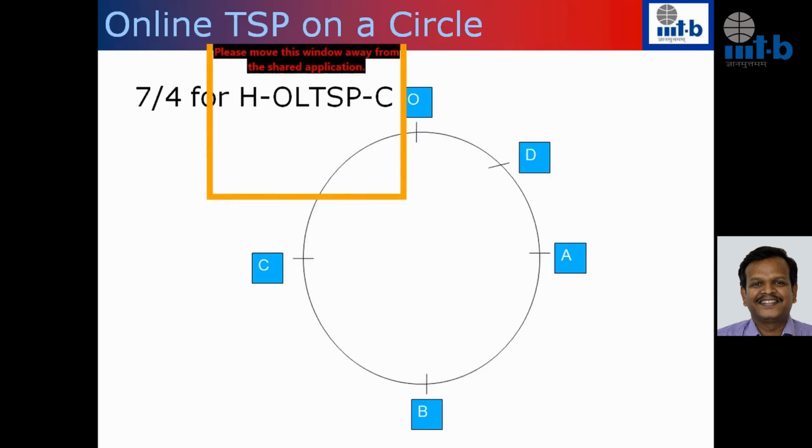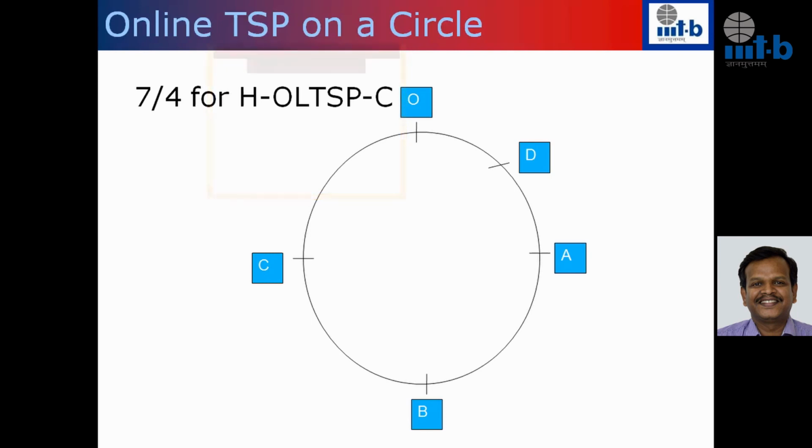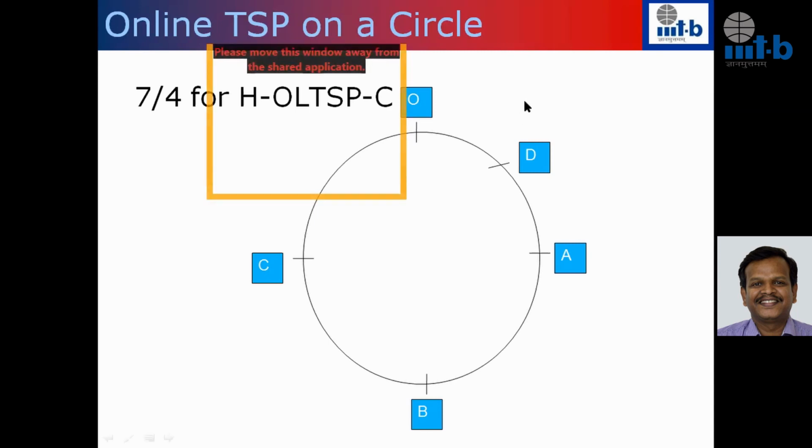Let's look at a simple proof of the lower bound. I'll start with the homing one, the closed one, where the server has to come back to the origin. So we have this O as my origin. You can place the origin anywhere you want because of symmetry, but I'll fix the point as O, which is the starting position.